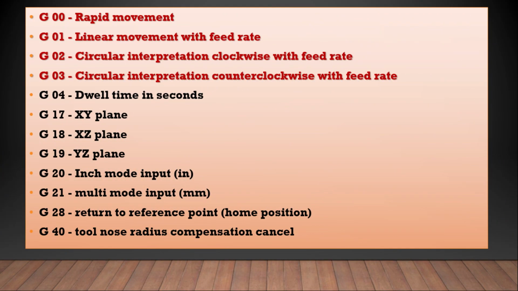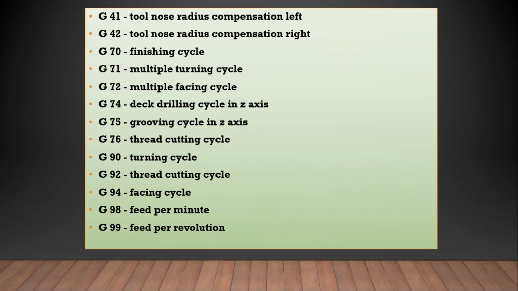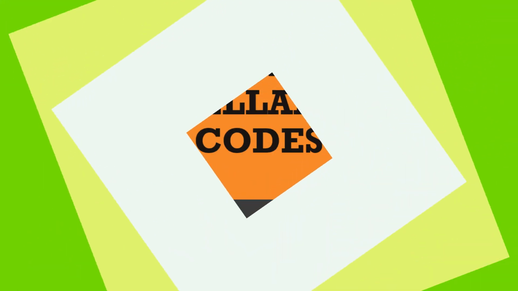Here I show some G codes. Firstly, in red color, the important ones: G00 is rapid movement, G01 is linear movement, G02 is circular interpolation clockwise, and G03 is circular interpolation counterclockwise. Different types of G codes are shown here, and in the next slide I show some more. These are all the G codes we use in CNC programming. For this program I use only the first four G codes, which I showed in red color.